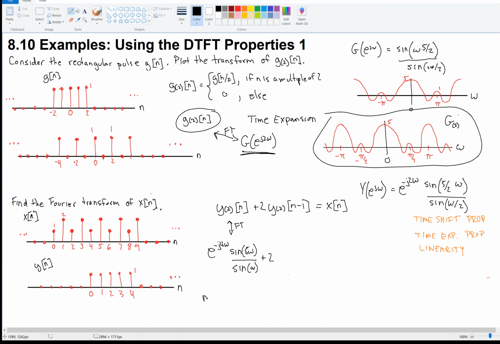Now plus 2 times the Fourier transform of this thing. Well, we just got the Fourier transform of y2 of n, which is this. Now we're delaying it by 1, so we're going to use the time shift property again. So this is e to the minus j omega times 1, then times the Fourier transform of y2, which is e to the minus j4 omega sine of 5 omega over sine of omega. What you could do with that, if you wanted to, is factor these things out, or you can multiply the two e's to make e to the minus j5 omega. Okay, but that's the Fourier transform of the second piece, and so that is the Fourier transform of capital X. So there we have it.